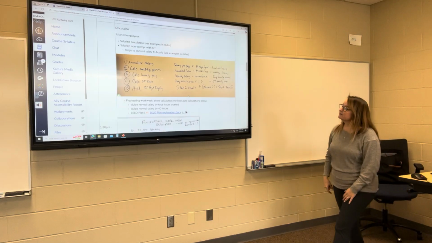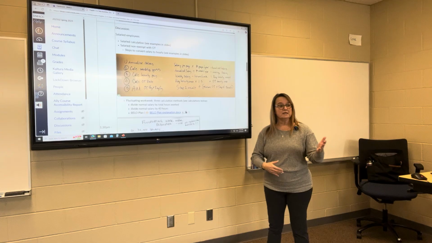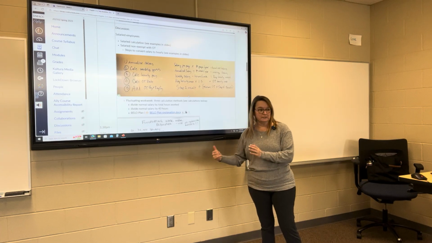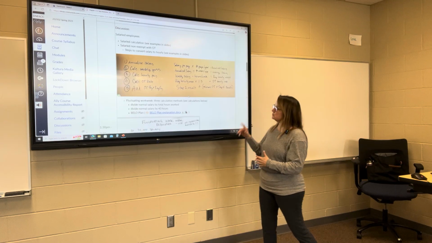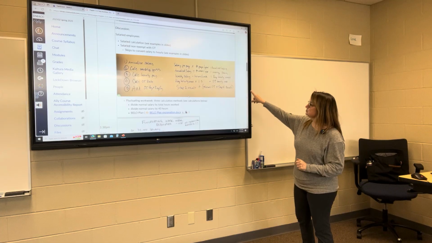We're going to look in more detail at how we calculate a salaried individual's hourly rate. We're going to go through the steps. There are 5 main steps to do that.